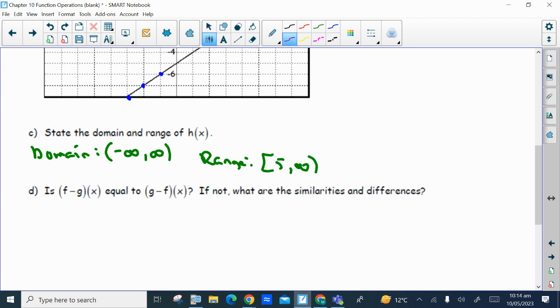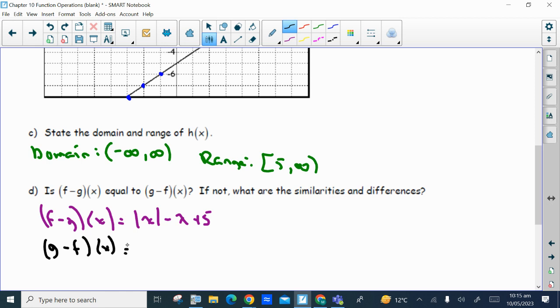So part D says, is f minus g at x equal to g minus f at x? So we already know that f minus g at x, we wrote that above. It's the absolute value of x take away x plus 5. Now what about g minus f at x? So that'll be x minus 5 take away the absolute value of x, or the negative absolute value of x plus x minus 5.